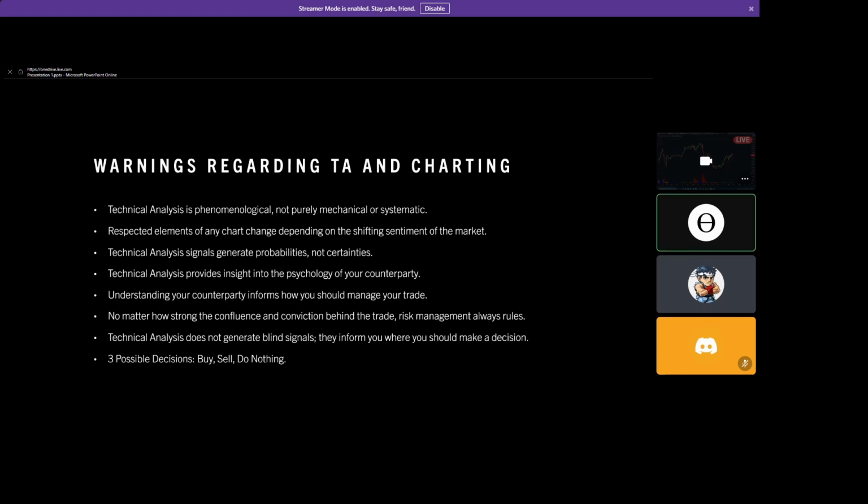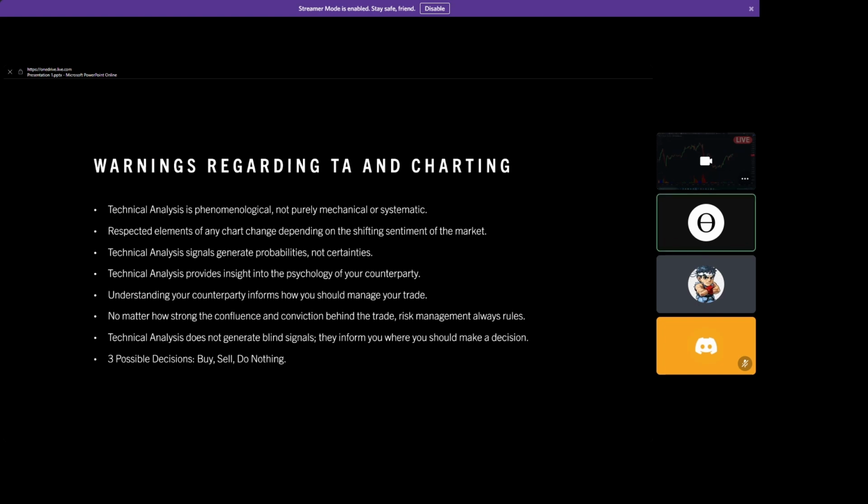In the same way, technical analysis isn't a purely systematic or mechanical endeavor. It's a way of trying to establish tendencies, right? Generalities as to how price tends to behave, though it doesn't always play out that way all the time, right?